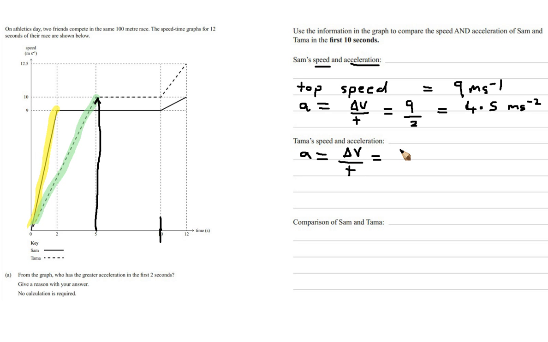So acceleration equals change in velocity over time. So in this case, the change in velocity is 10. We could go 10 minus 0, but the change in velocity is 10 meters per second divided by the time it's taken her to reach that speed, which is 5 seconds. So we can say her acceleration is only 2 meters per second squared.